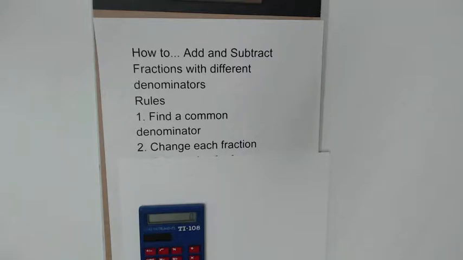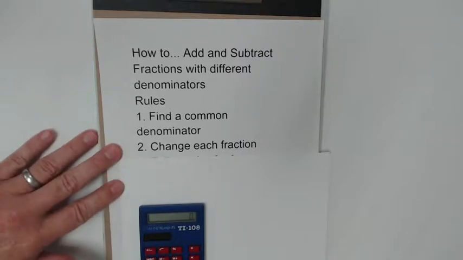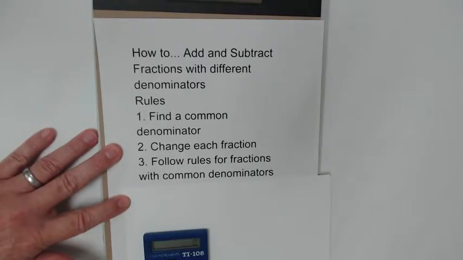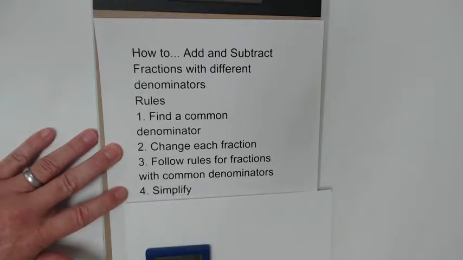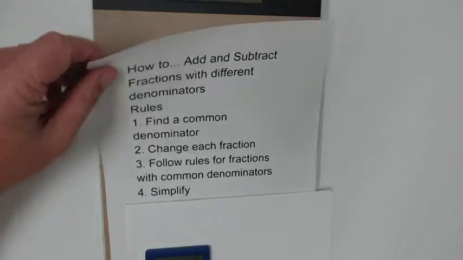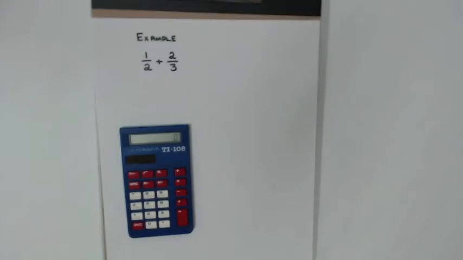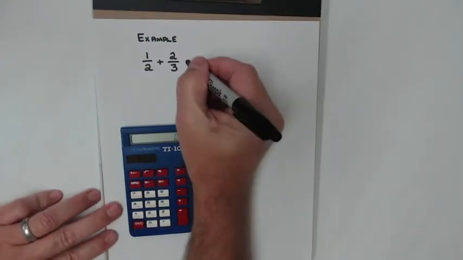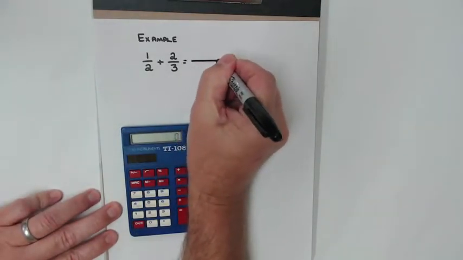Then you follow the rules for combining these fractions together once they have a common denominator, and you always simplify a fraction. So let's look at this first example, and I'll show you how they combined these fractions together and how they found a common denominator. The way they found a common denominator is they simply multiplied these bottom numbers together. They would always multiply them together. That way they would always have a common denominator.